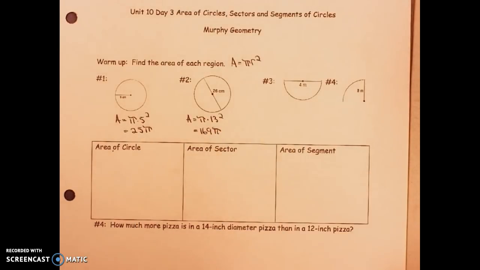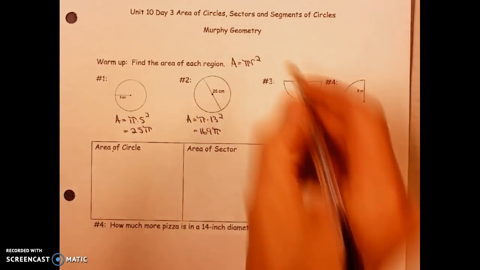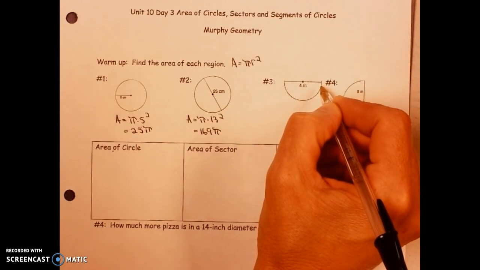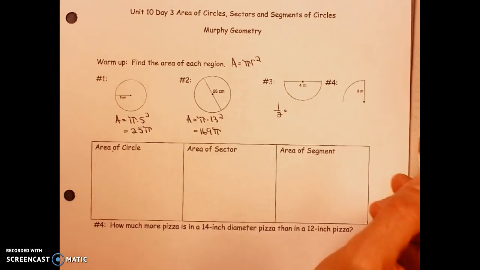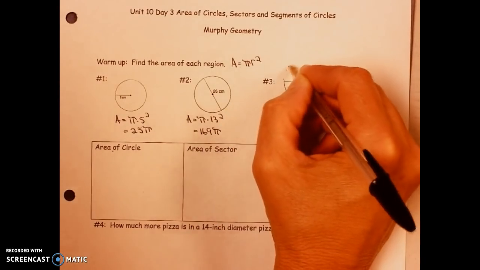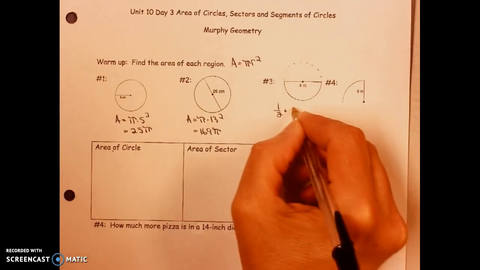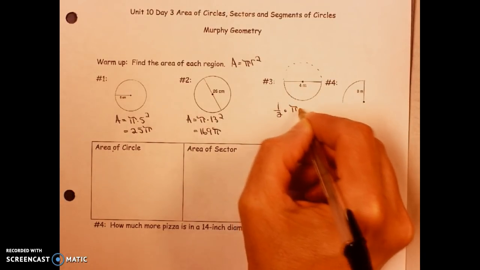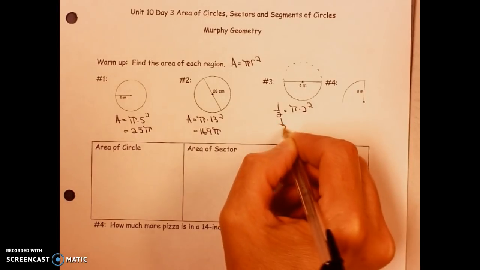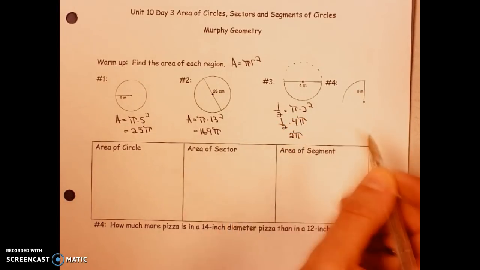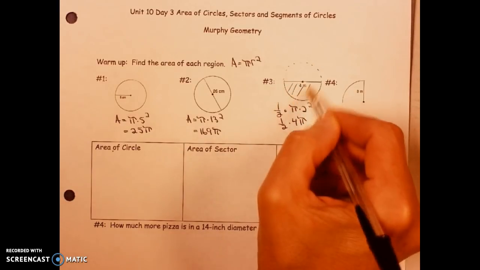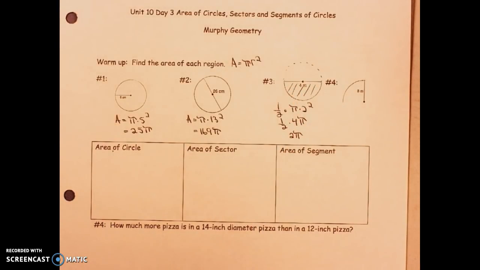Now, on 3 and 4, they start changing it up a little bit. If you take a look on 3, we're not looking for the area of the whole thing, we're looking for half of the area. So we're doing 1/2. We have to find the area as though there was a full circle. So that radius would be 2. So we have 1/2 of 4 pi, which means the area of this region is equal to 2 pi.